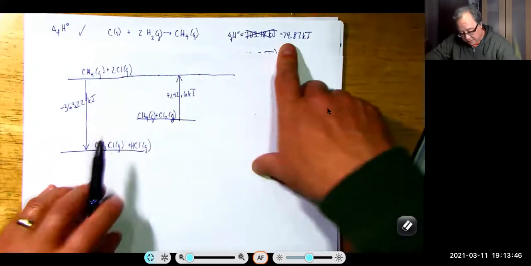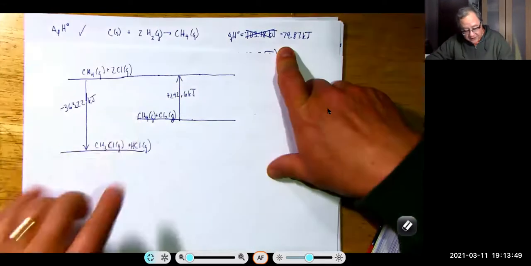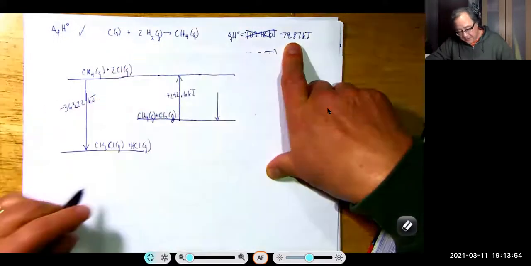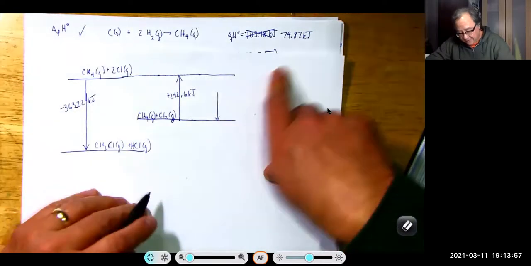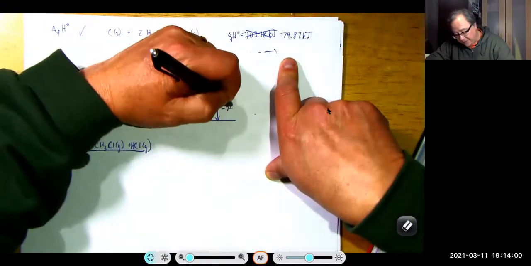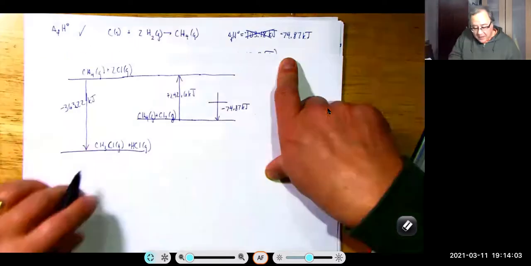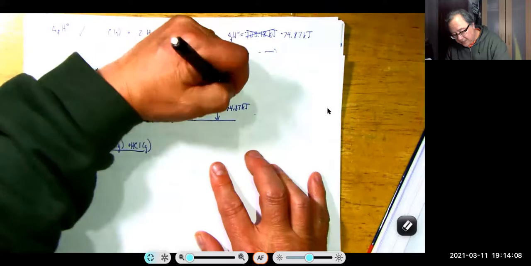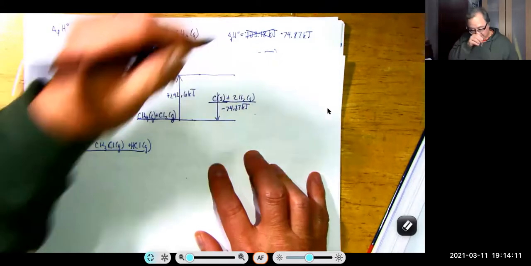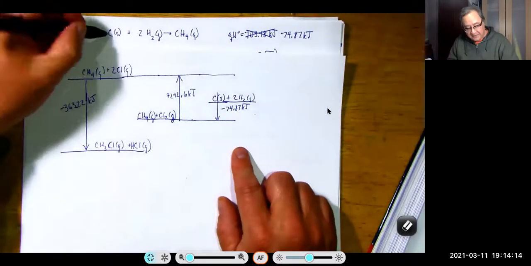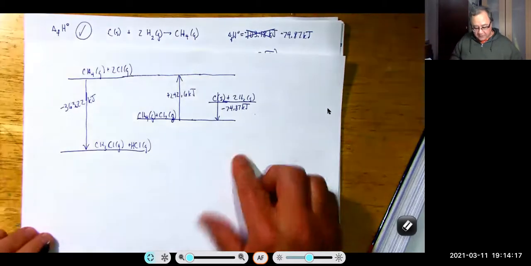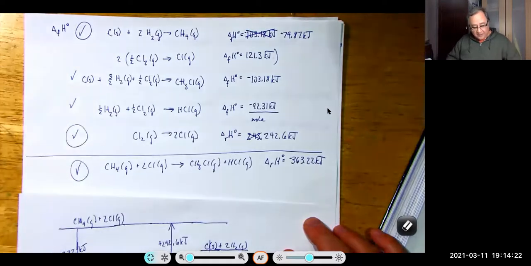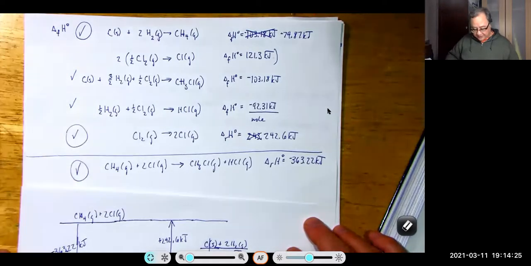And I need to make an arrow that allows this to be a product, but it's a negative arrow. So I'm going to do this. Boom. Now this one should be a lot shorter because it's minus 74.87 kilojoules. And I'm going to write carbon solid plus 2H2 gas right there. So now I've connected this guy. I'm going to circle the little check mark. I've connected this guy, and I've connected these 3 together. I just need to incorporate those last 2.